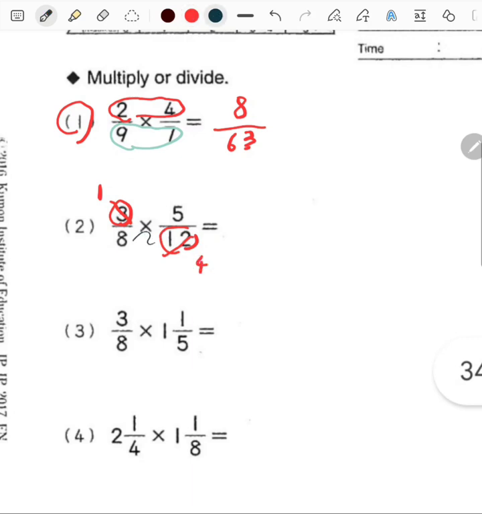And let's look at 8 and 5. There's no number that I can divide them both by. So what I have left is 1 and 5. So 1 times 5 is 5, and 8 times 4 is 32. So that's my answer for question number 2.